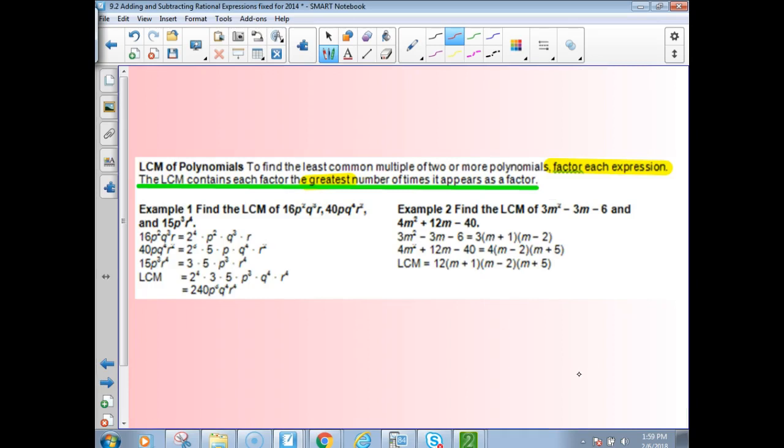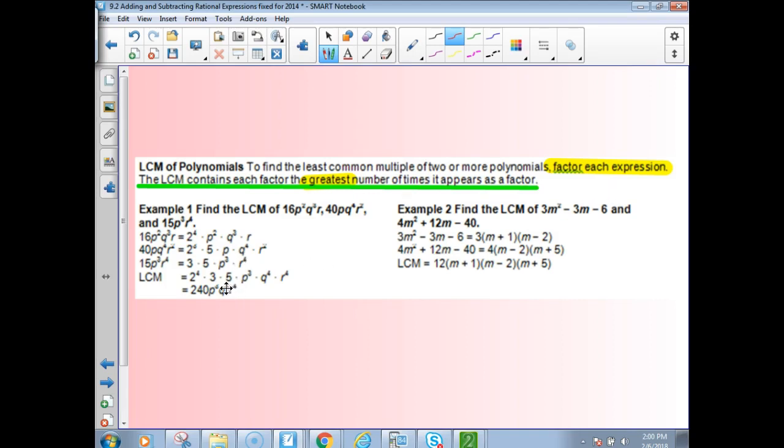But then we get to this, and I just think this looks horrible. The LCM, least common multiple of polynomials, is the same as finding the LCD, which is the least common denominator. To find the least common multiple of 2 or more polynomials, you factor each expression, and the LCM contains each factor the greatest number of times it appears as a factor.